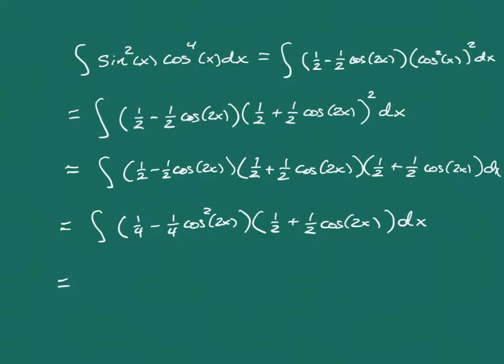And what I'm going to do is pull out a common factor of 1/4 in the first factor, a 1/2 in the second factor. 1/4 times 1/2 gives us a 1/8 out front. And so what we're really multiplying is 1 minus the cosine squared of 2x and 1 plus cosine of 2x dx. So if we multiply these together, what happens whenever we expand those?